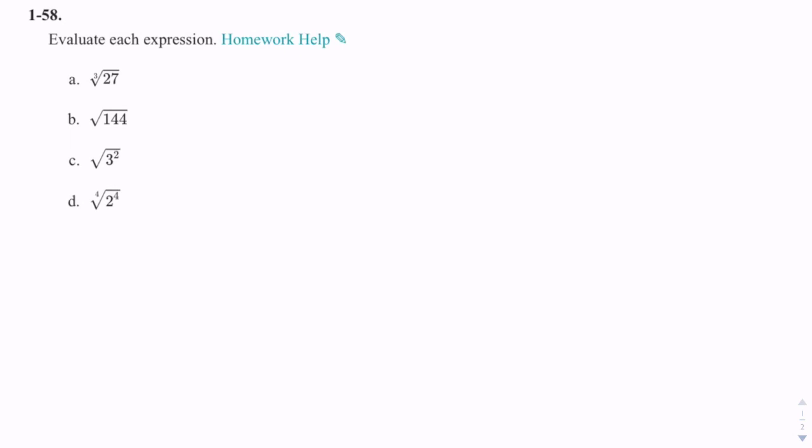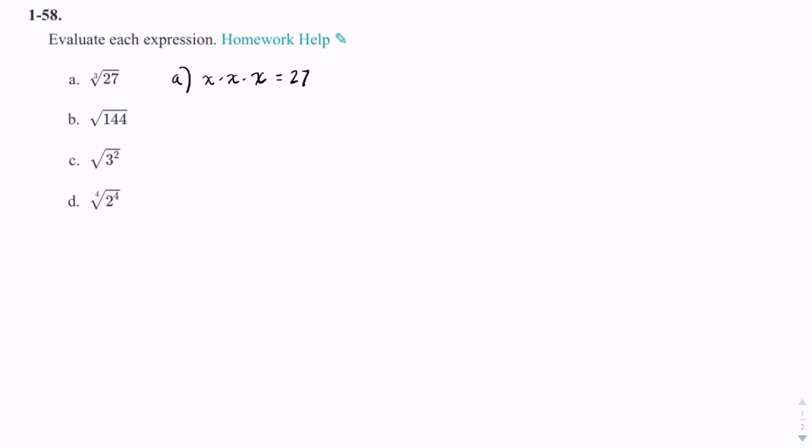Okay, for 58, they want us to do a little review, evaluating expressions. So for A, we have the cube root of something. That means, again, this isn't work you need to show, but I'm just showing you what we're thinking about. We need to multiply a number by itself 3 times and get 27. So I just try in order.